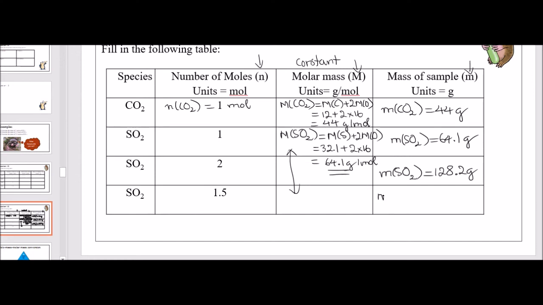Now, if you want to use a calculator here, then you obviously can think about it as I'm going to multiply the number of moles of sulfur dioxide with its molar mass. So that will give me 1.5 multiplied with 64.1.